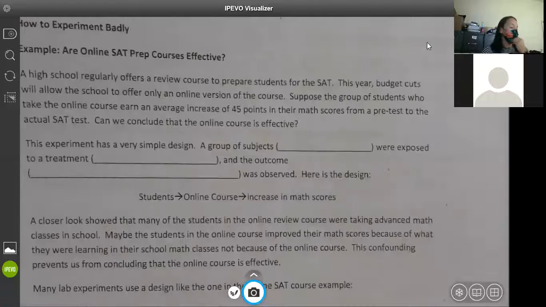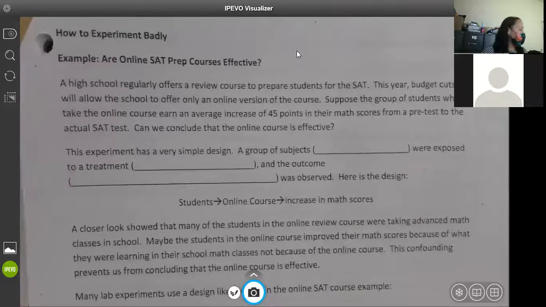We're going to go ahead and get started. It's the same as last time, about 3 pages, and then we'll be done. What we're going to talk about is how to experiment badly and a couple other things.